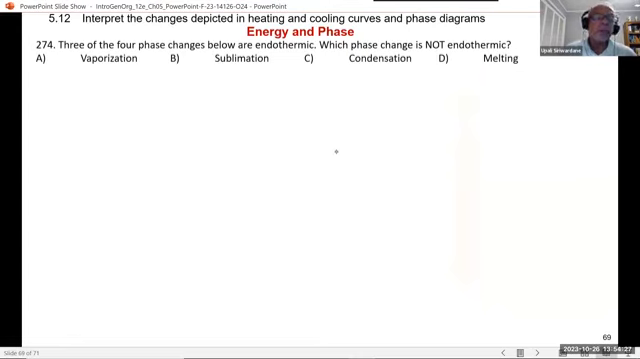Let's answer these questions. Then we are done. Three of the four phase changes below are endothermic. Which phase change is not endothermic?